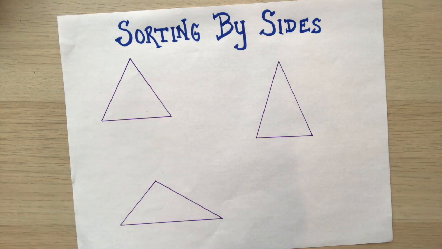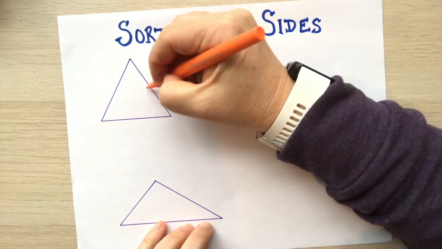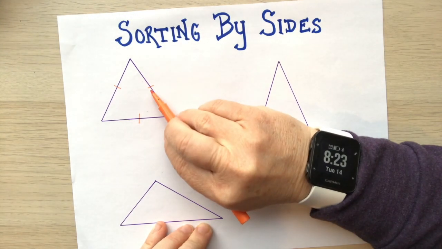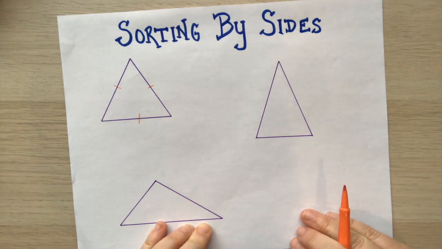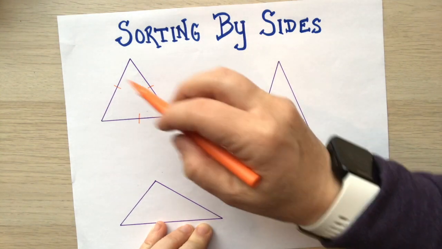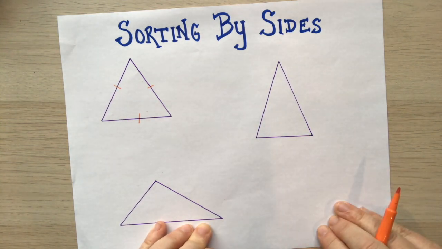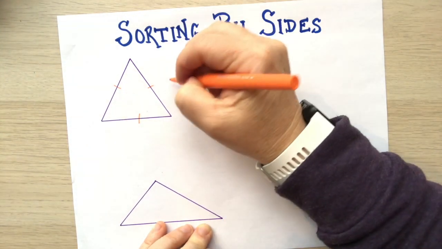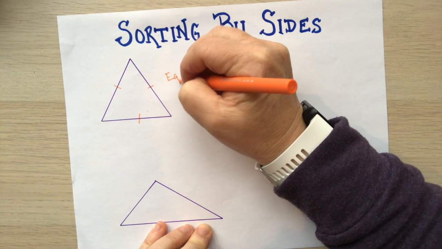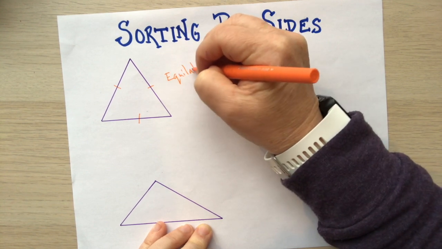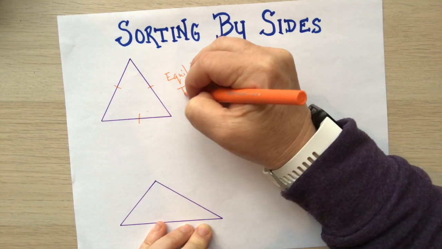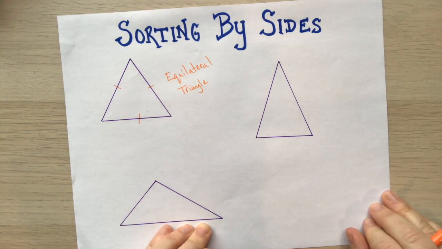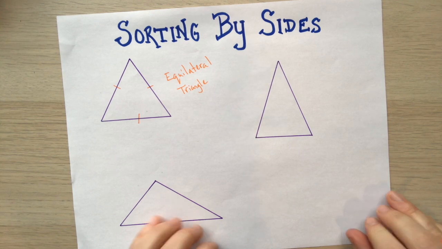The first one that we have here, all three sides are actually equal to one another. And when we put these dashes on, that means that all three of these sides are equal. With that being said, this triangle with three sides that are equal is called an equilateral triangle. I know, equilateral, all three sides are equal.